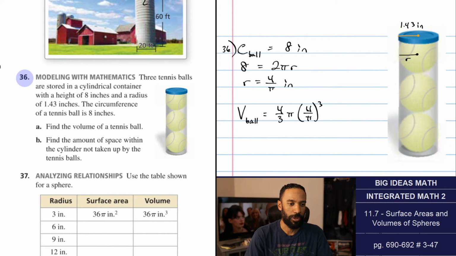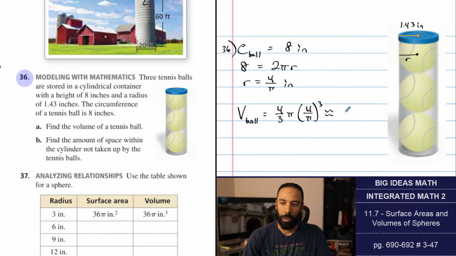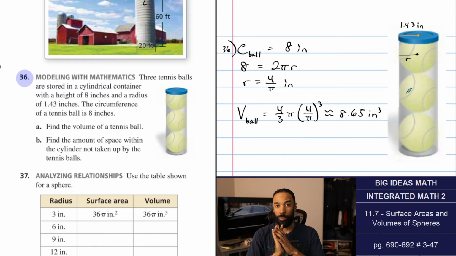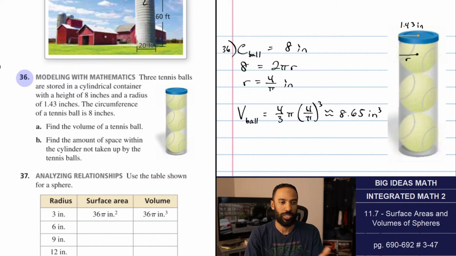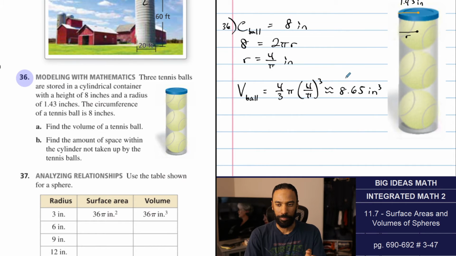I have the surface area portion, which I'm not going to use. Whoops, I started typing the wrong thing. Clear. 4 over pi. I started typing the whole formula when I totally didn't need to. And I'm getting about 8.65 cubic inches. Now, remember that this is a rounded answer and there are 3 tennis balls total, so I'm going to use the exact answer that's provided later.